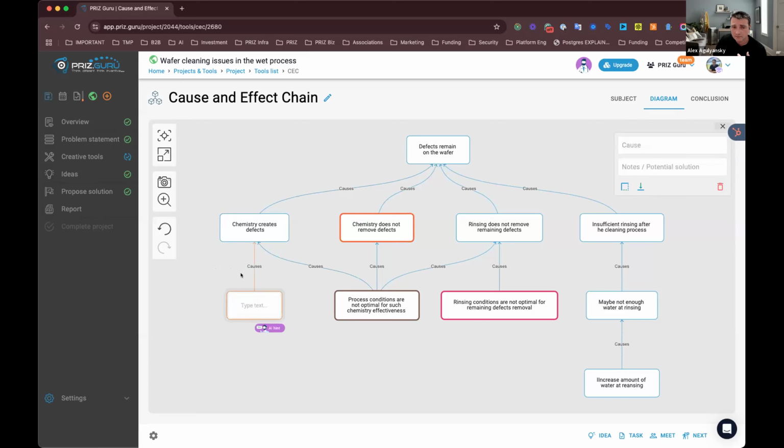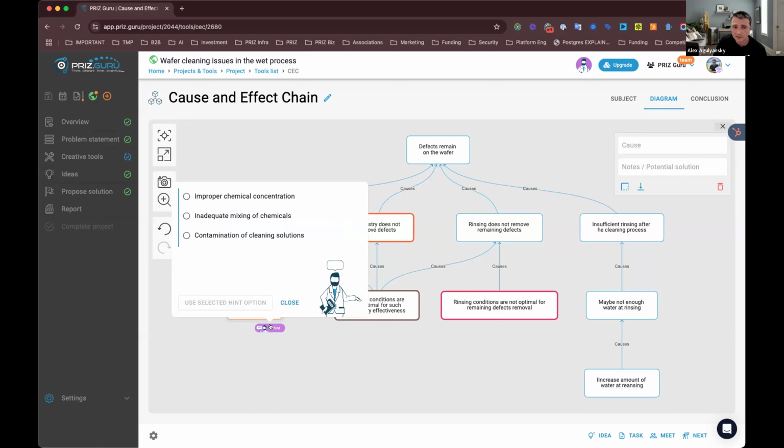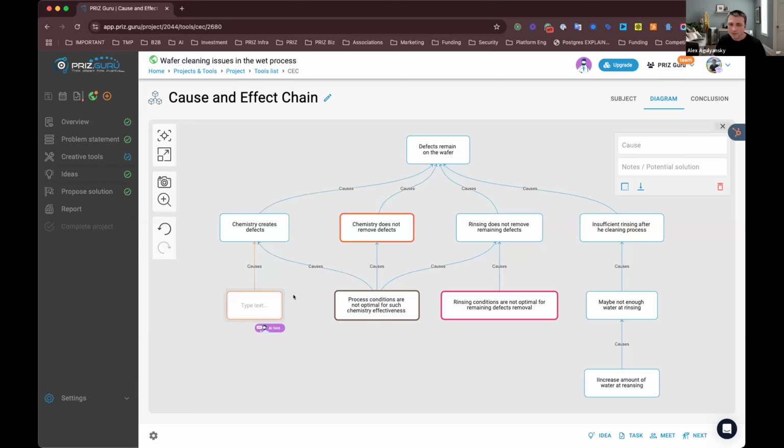When we're expanding additional nodes, we also have an AI assistant here, and it will have the entire context of the project. It knows the overview and the problem statement. Basically, it wants to focus on the problem you're trying to solve. It knows this entire chain, so it will try to propose additional possible causes that you may or may not be thinking about. So it's like another person on your team to rely on.